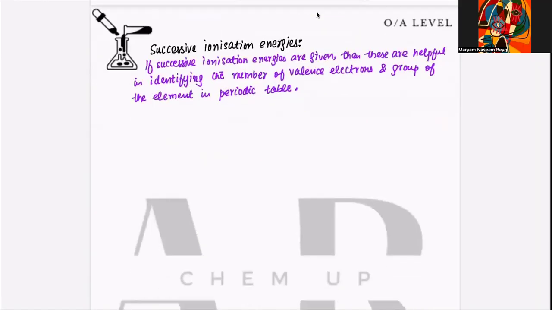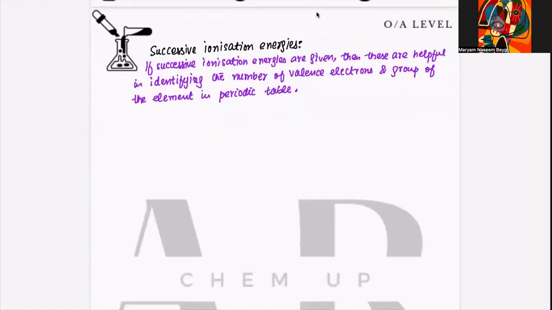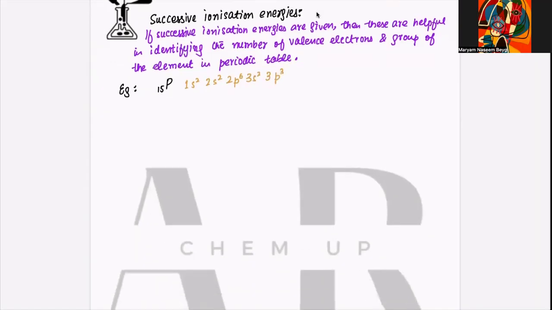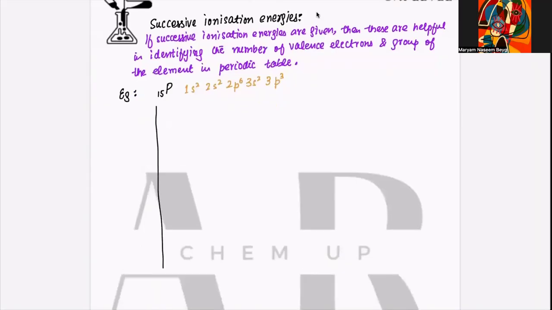Okay. So how will we be able to figure out the group? Let's have a look at an example. Let me take the example of phosphorus. How many electrons does it have? 15. So if I write its electronic configuration, it is going to be 1s2, 2s2, 2p6, 3s2, and 3p3, right? Okay.